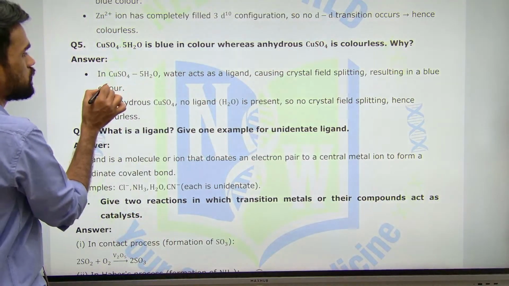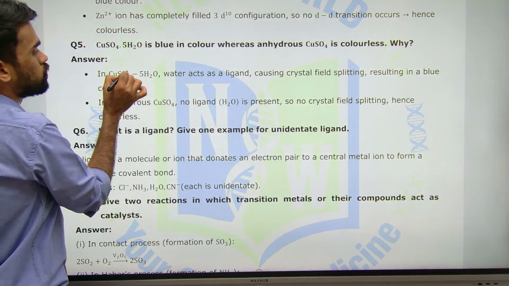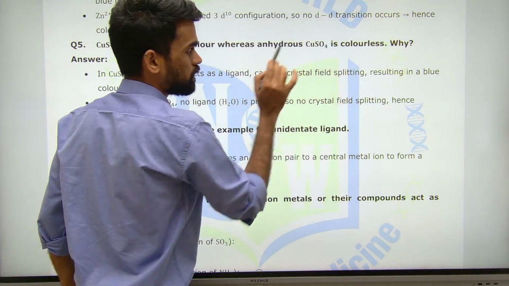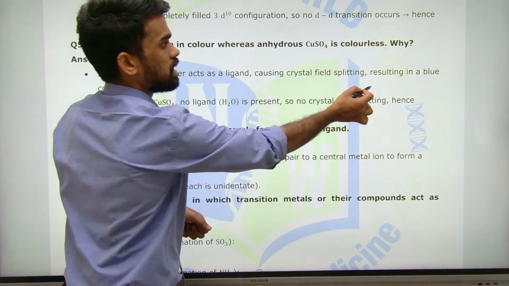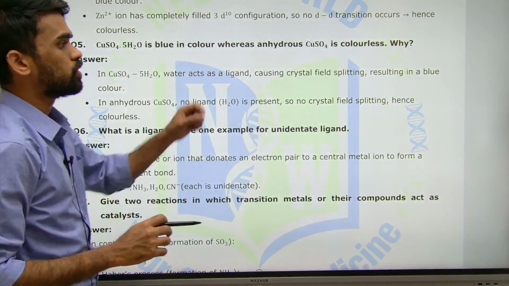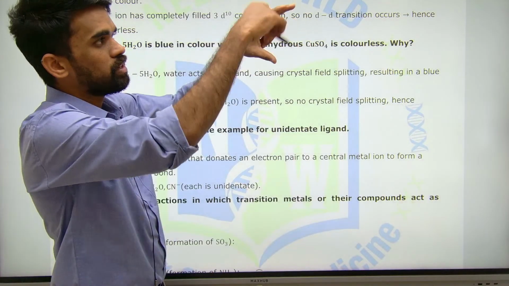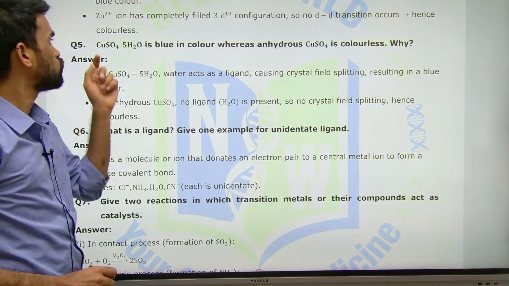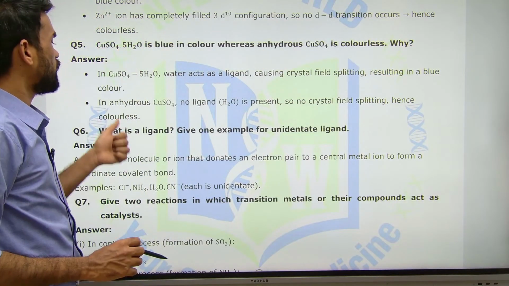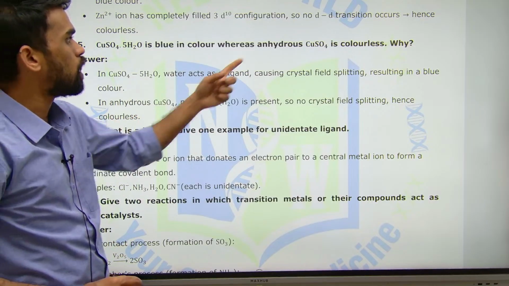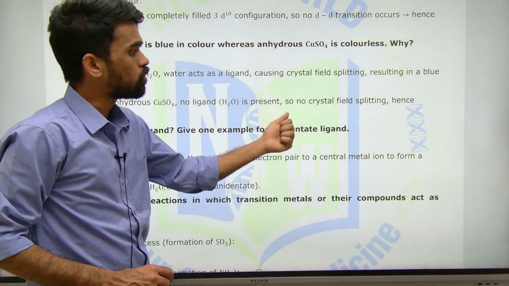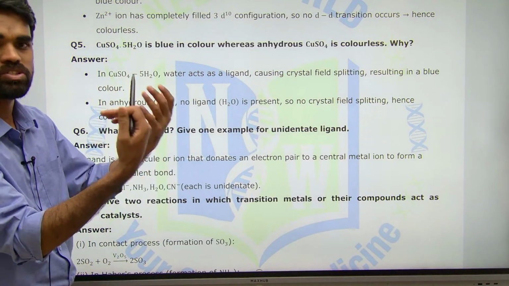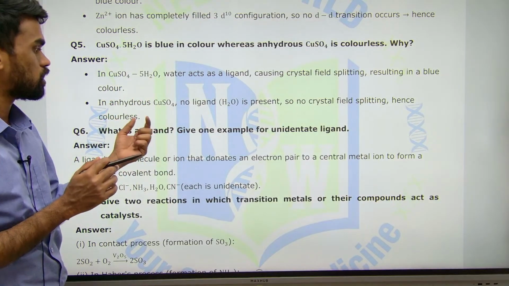Okay, so you can see here in CuSO4.5H2O, water acts as a ligand causing crystal field splitting. Crystal field splitting results in a blue color complex. Due to the crystal field splitting, we may expect electronic transition and it shows this blue color in the hydrated form. Whereas in anhydrous copper sulfate, no water ligands are present, therefore no crystal field splitting, hence it will not show any d-d transition and there is no color for that compound.